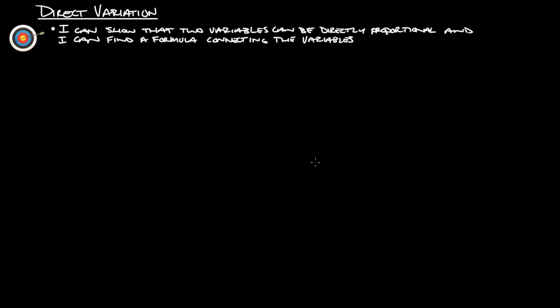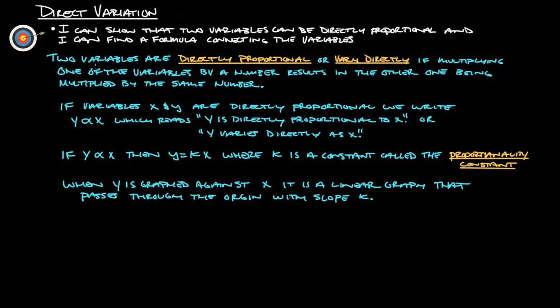I'm going to take you through the notes on direct variation. At the end of this, you should be able to say, I can show that two variables can be directly proportional, and I can find a formula connecting the variables. Two variables are directly proportional, or vary directly, if multiplying one of the variables by a number results in the other one being multiplied by the same number.